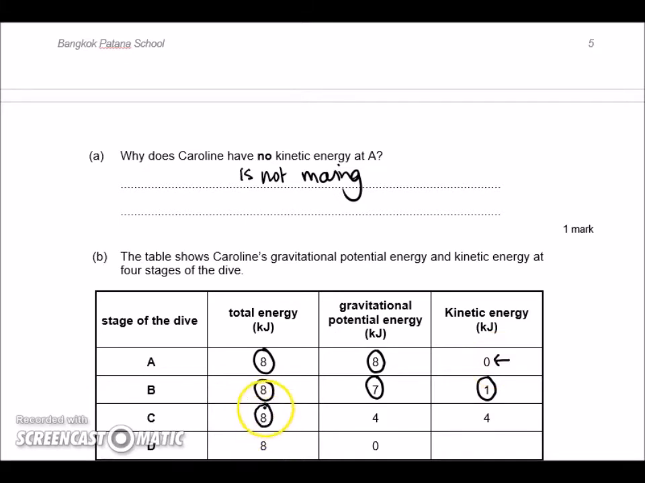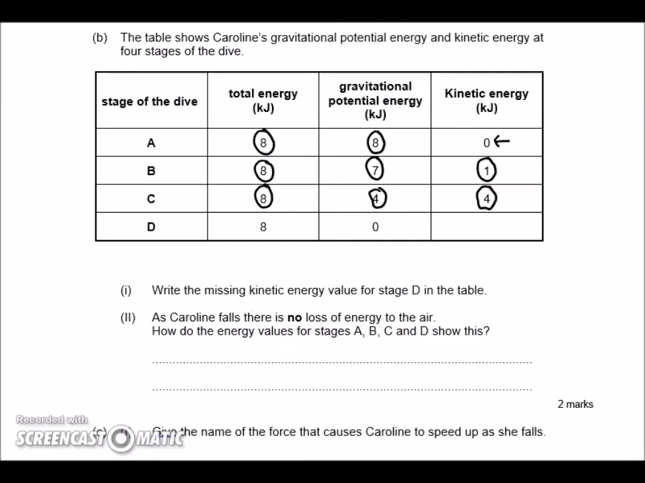Again, that's not going to change. It's going to be 8. Now her GPE and her KE are equal. Finally, at point D, she's got total energy 8, and so 0 gravitational potential energy, which means she must have 8 kinetic energy. So that's the first part of the question done.